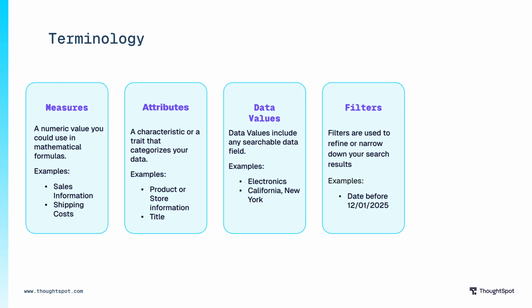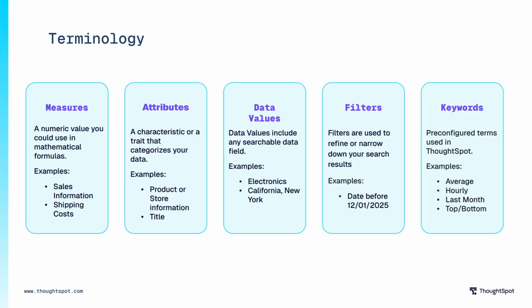Filters are used to refine or narrow down your search results from a set of data. You can think of filters as pulling out the specific data values that appear in a spreadsheet. Common filters to apply in a search can include a date filter, where you can filter your data to show them between a specific date. For example, before 12th of January, 2025.